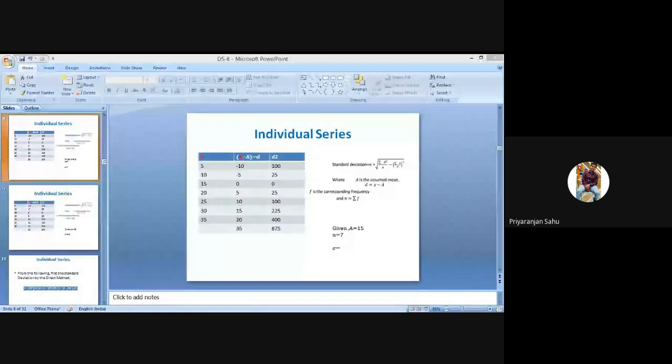Call one by one. Robin Kumar, what is the value of n here? 7. Okay. Sum of D square? 875. Put the data in the formula and calculate the value of sigma. Sir, is it 10? 10 is the correct answer.